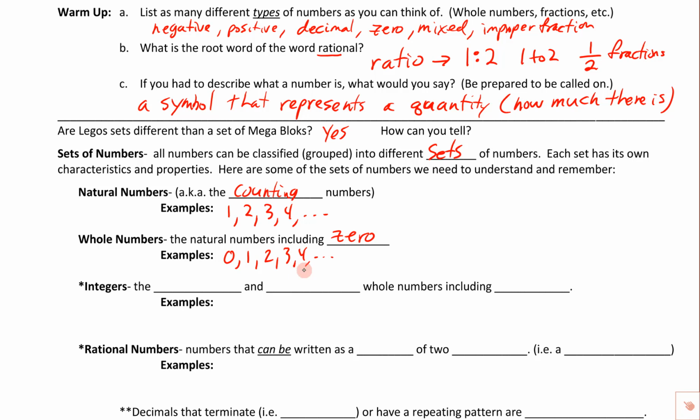And then you're well aware of the integers. I've got an asterisk by that because that's really important. Well, the integers are the positive and negative whole numbers, including 0. A lot of people forget to throw 0 in there. One way that you could say that is it's just the whole numbers and their opposites. So the opposite of 1 would be -1, and the opposite of 2 would be -2, and so forth.